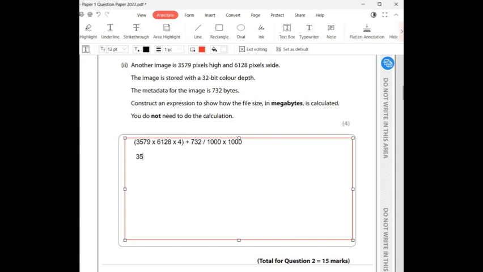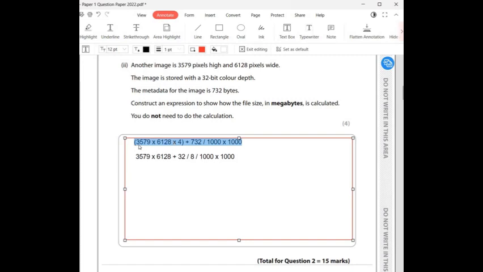Or you could just have 3579 times 6128 plus 32, and then we could divide by 8, and then divide by 1,000 times 1,000. So if I was doing this, I would do the first one instead, because we're basically saying 8 times.